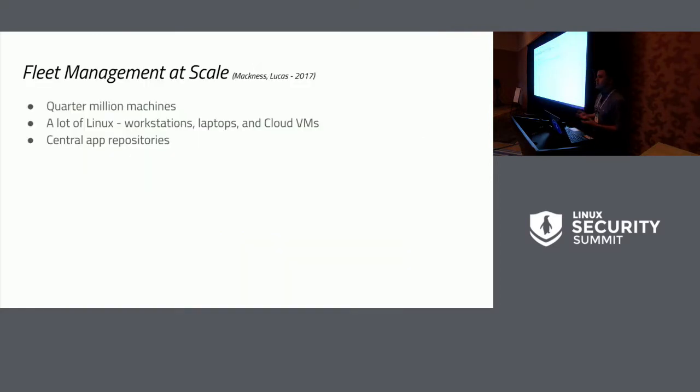We have a lot of devices at Google. A document published in 2017 said we had 250,000 machines. You might imagine that that number has increased in a couple of years, and a lot of Linux. So these are workstations, laptops, cloud VMs, servers, you name it, we have it, and we do our best to try to secure it.